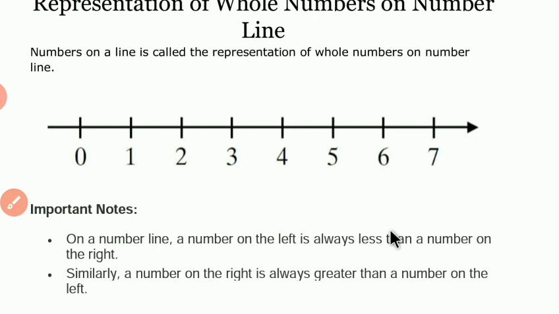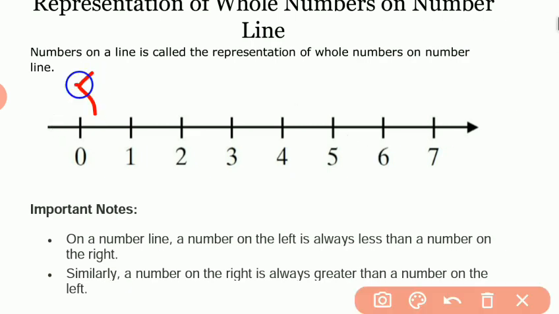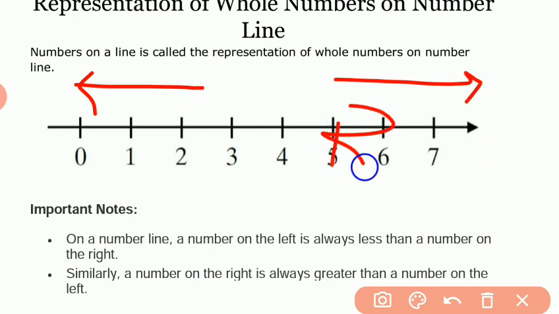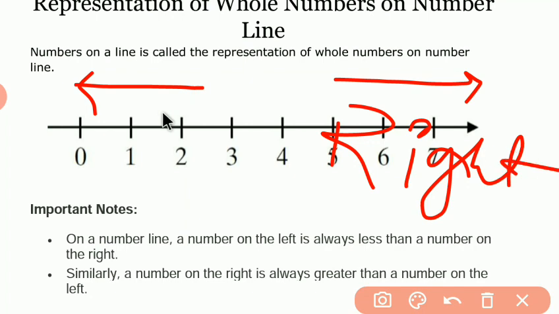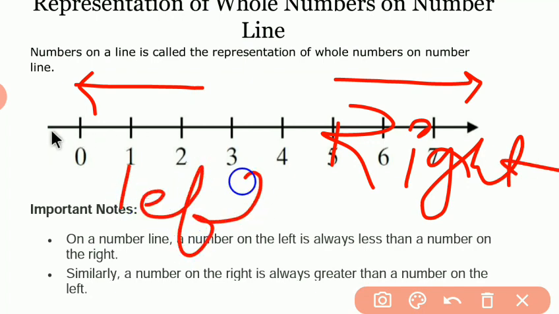Now let us look at the above number line, and we will observe that no whole number is on the left of 0, and every whole number on the right of 0 is greater than 0. You can see that this one is the left side and this side is the right side. There is no number on the left of 0, but on the right side of 0 there are whole numbers which are greater than 0.